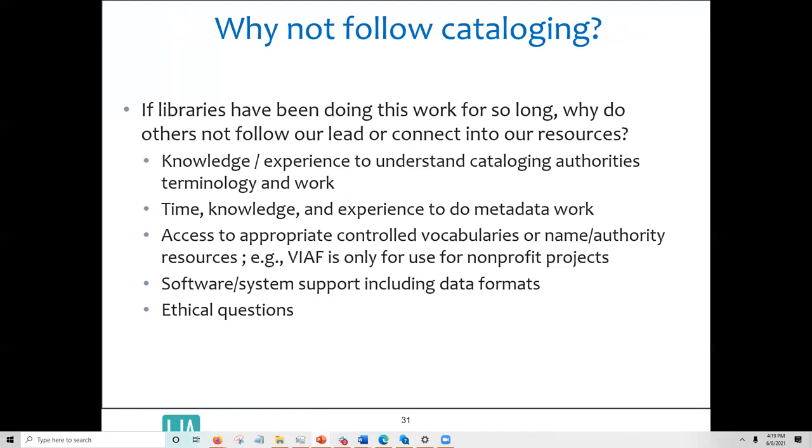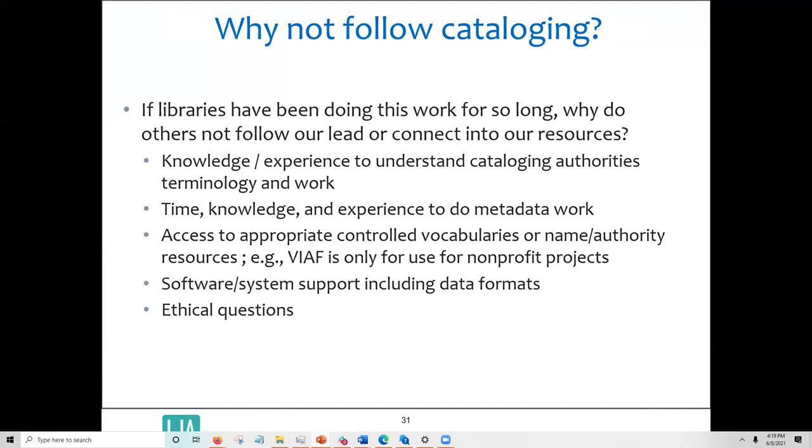So if libraries have been doing this work for so long, this is my question. Why do others not follow our lead or connect into our resources? And I think there's a lot of positive things about what cataloging has been doing, and of course there's a lot of negative things about what cataloging has been doing. But I do think there is a certain threshold of knowledge that you need to have in order to really understand all the nuances of cataloging, especially for authority. So knowledge and experience.